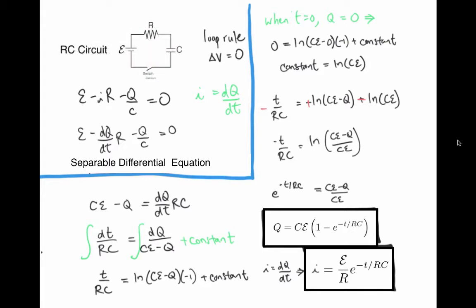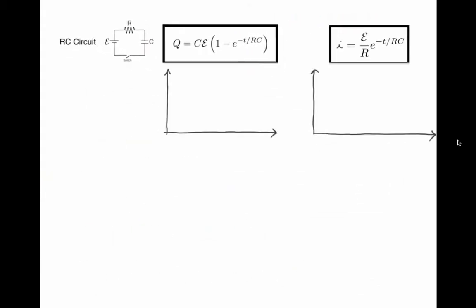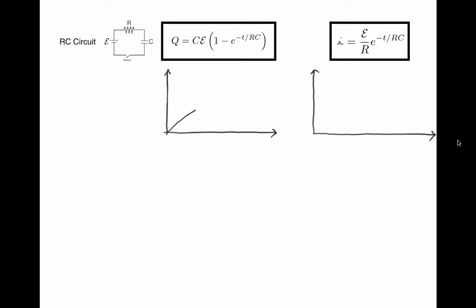Okay, now that we have these equations worked out, let's take a look at some graphs. The plot of Q starts out at 0 and gradually approaches a horizontal asymptote at CE. Meanwhile, the current in the circuit starts off at E over R and gradually approaches 0. Think back to the video of the RC circuit and check that these plots are consistent with what you saw.